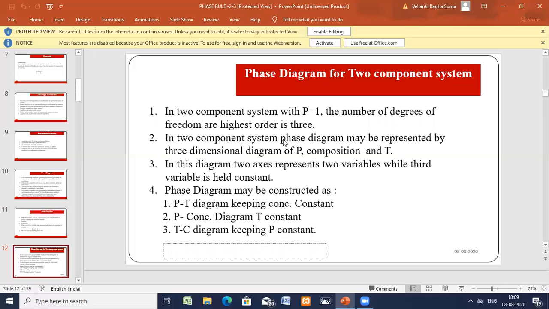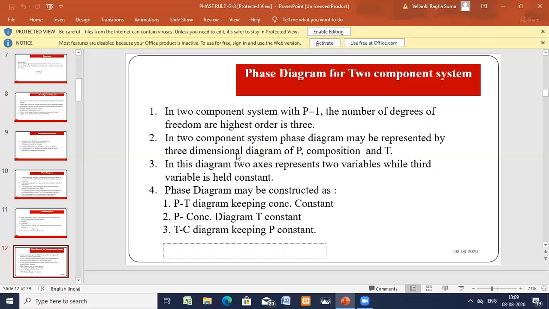For a two component system, the phase diagram may be represented by a three-dimensional diagram of pressure, composition and temperature. Okay, so the phase diagram, how I'm showing it. Two component system, P is equal to 1, the number of degrees of freedom is of high order, and here it is represented by a three-dimensional diagram.